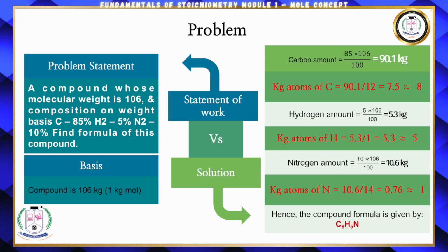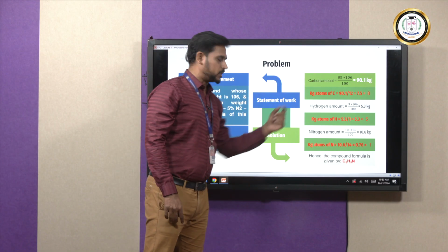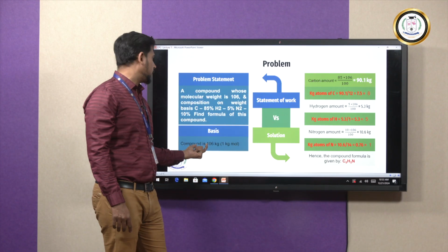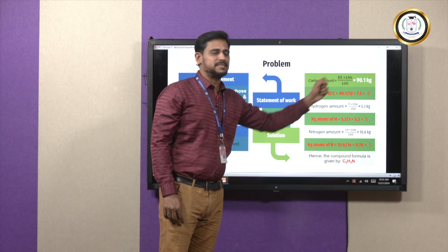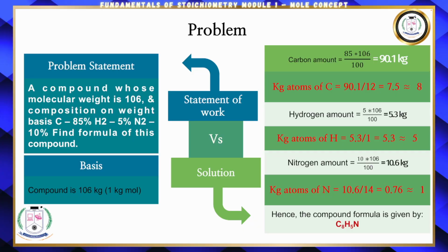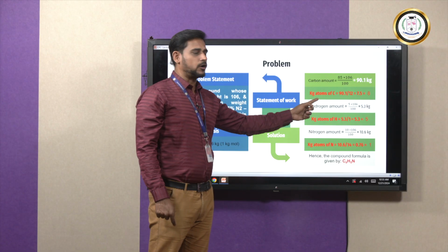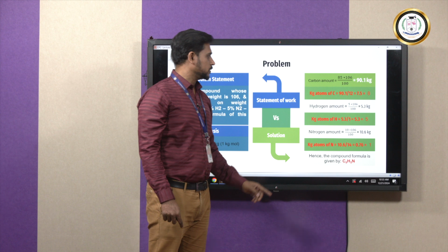All things we have to convert into mole basis and atom basis. Then for the carbon atom, it is 85% of 106, where 106 is the total molecular weight of that compound. So 85% of 106 is nothing but 90.1 kg. To calculate how many atoms of carbon are present, 90.1 divided by 12, the atomic weight of carbon, gives 7.5, rounded up to 8.